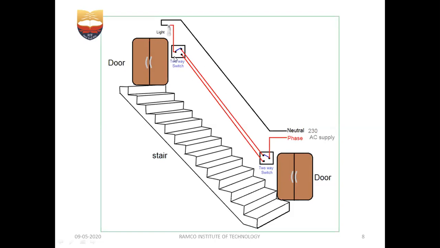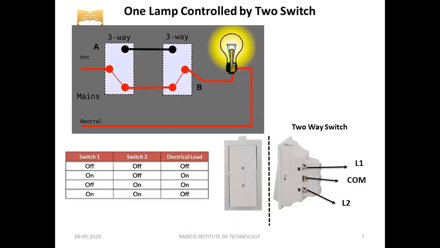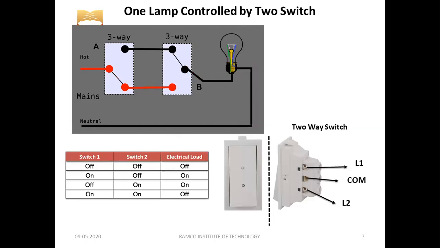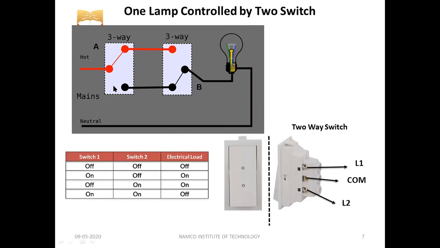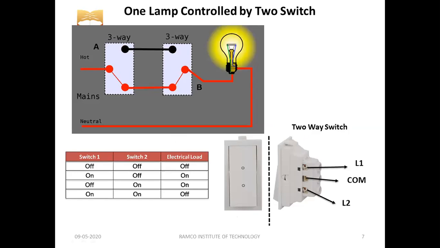It is not like what we have seen in the previous slide, one load controlled by one switch. That is not possible here. Here we need to control one load with two switches. So that wiring we are going to see now. Look at the slide. See here also the neutral terminal is connected directly to the lamp. Then the phase terminal. See here, we need to use a two-way switch.